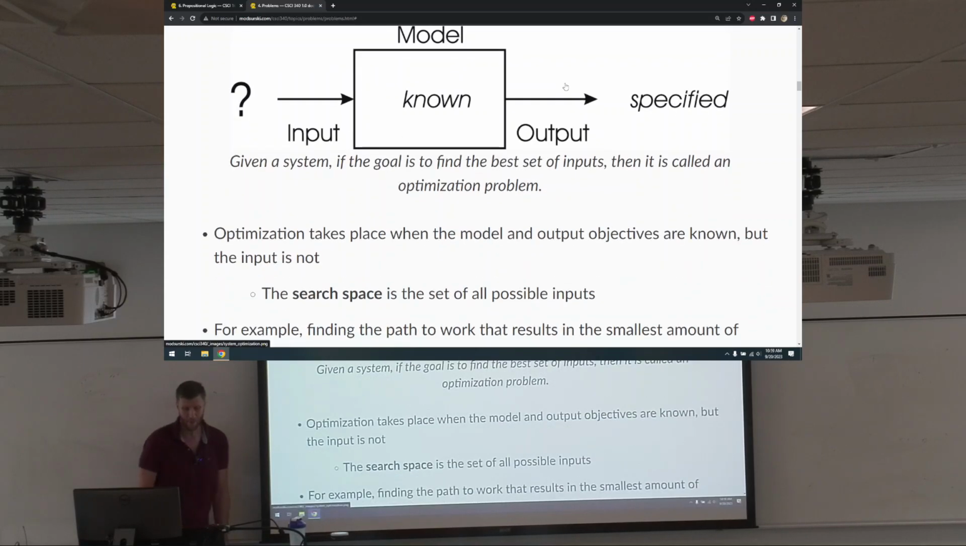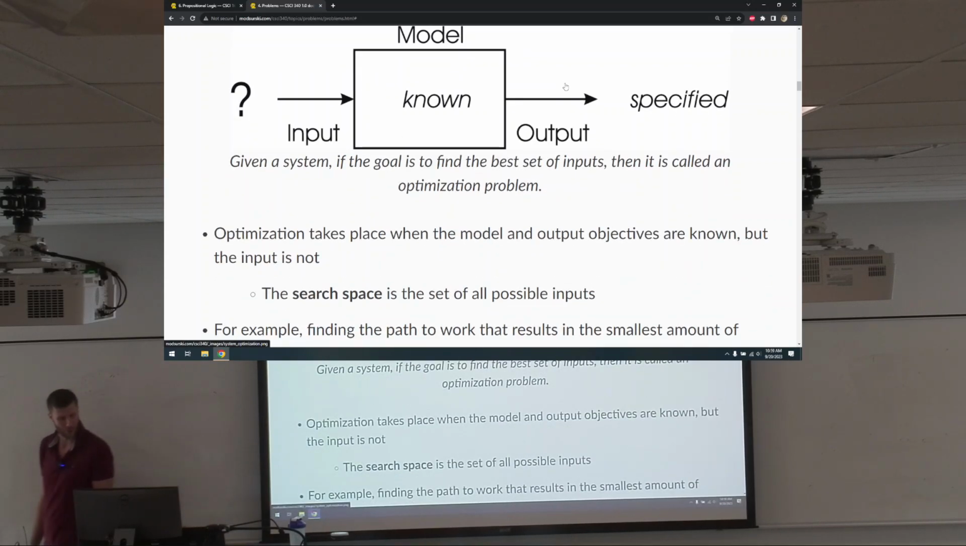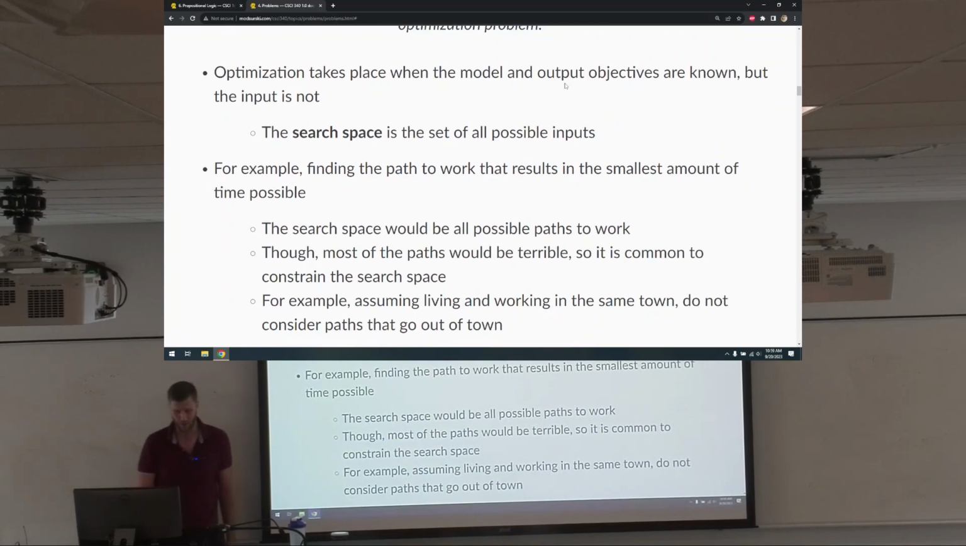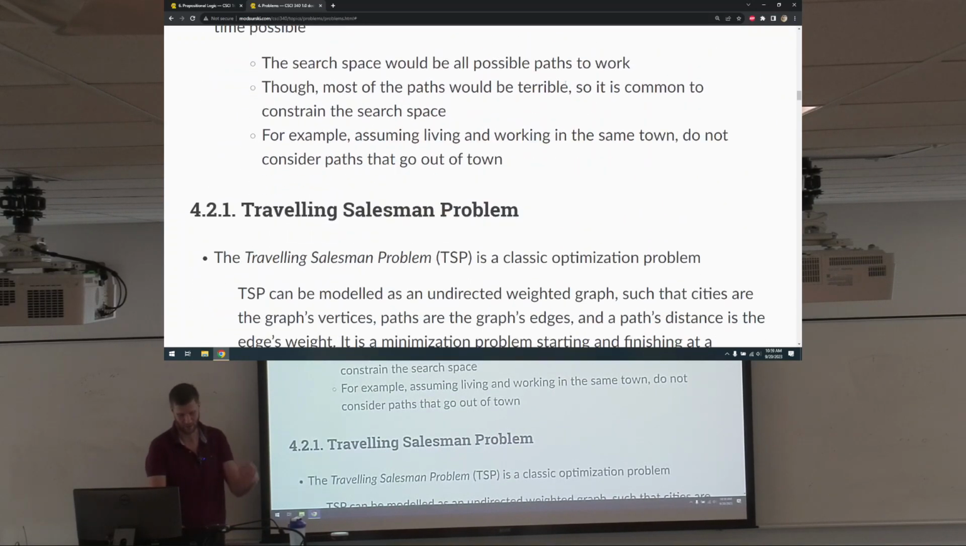So yeah, modeling optimization takes place when the model and output objectives are known, but the input is not. We know what the input could be. We know what admissible input is, routes to work, but we don't know what the best one is. Here we would say the search space, the space of all possible things, is all possible inputs for this optimization problem: the path to work that results in the smallest amount of time possible. I just explained that.